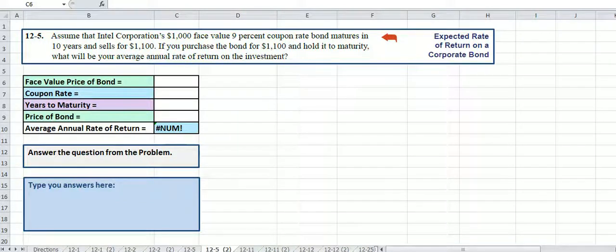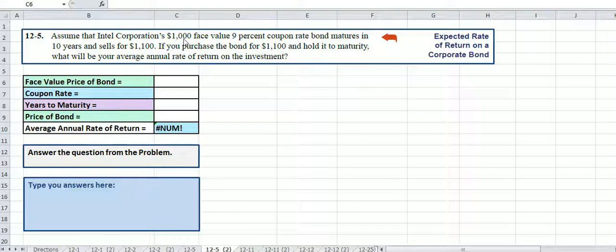We are looking at problem 12.5, which is looking at the expected rate of return on a corporate bond. So this is looking at bond valuation from the other end. We're going to know what the present value is up front, what the price of the bond is, but we're going to figure out the average rate of return, and this is also going to be the same thing as the average yield to maturity interest rate in the market, and I'll show you why that is as we work through this problem.